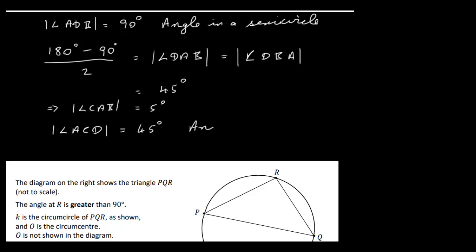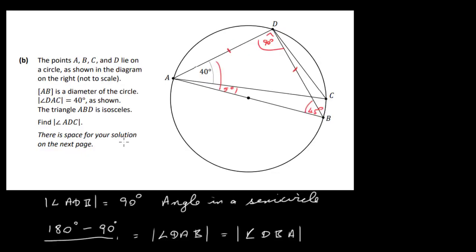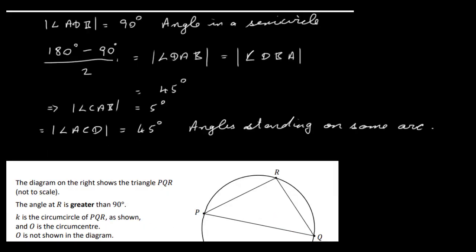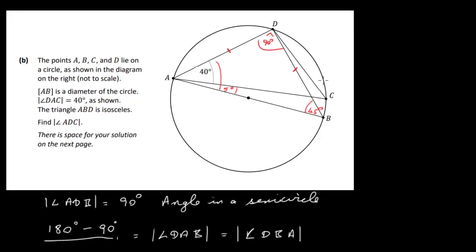So angles standing on the same arc. So I can say that that's equal to angle ABD. This angle here then is also 45 degrees. And remember, we've got to find the angle ADC. So that's ADC.